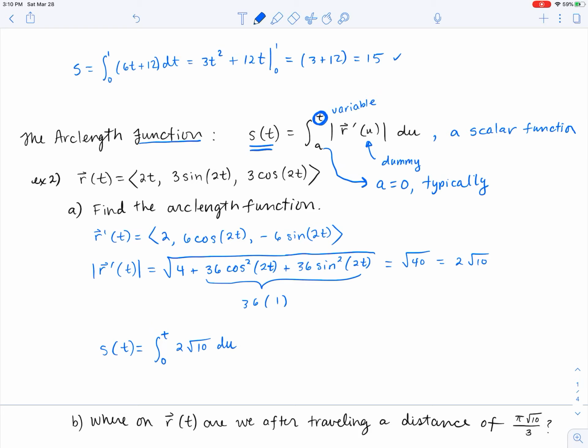And there isn't a variable in there. If there had been a t in there, we would have replaced it with u. We don't want one of our limits of integration to be the same as the variable, the moving part. So that's why we use u. And so we get 2 root 10 times u evaluated from 0 to t, which is 2t root 10. And that's our arc length function, and this is the distance traveled after time t.